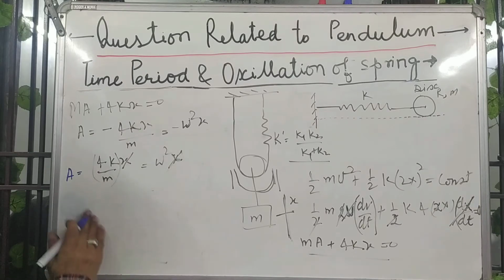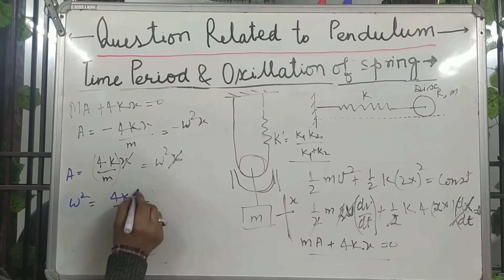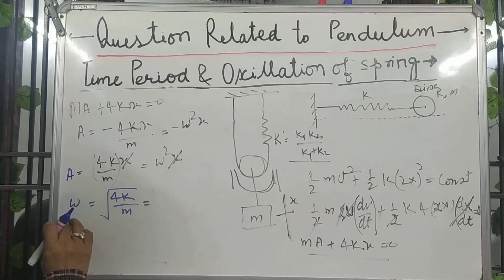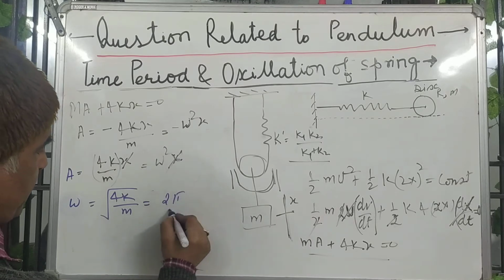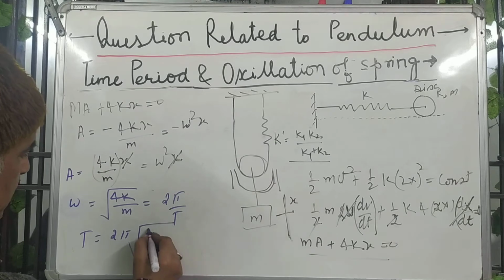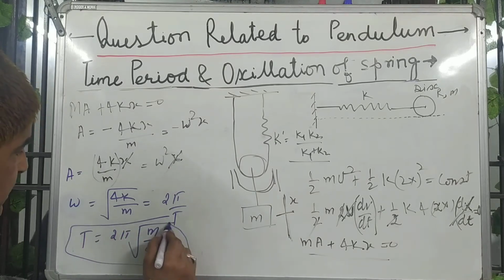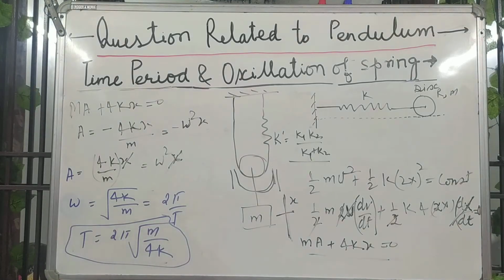And from this, omega square equal 4k by m, and root omega equal 4k by m, and this omega is 2 pi by T, so T equal 2 pi root m upon 4k. This is the result, the time period. So in 2 lines only you are getting the answer. This is by energy principle.